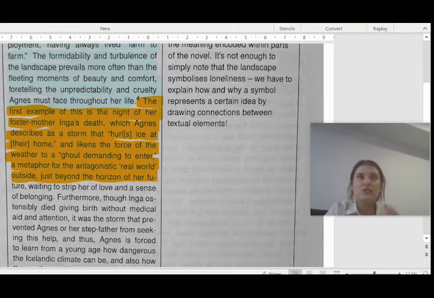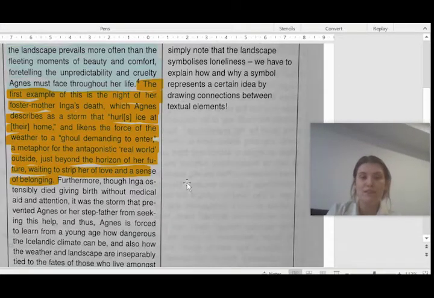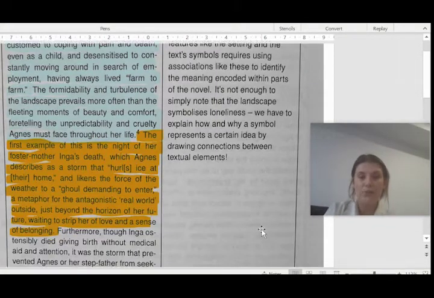So here we've got this student and they are starting to look at some aesthetic features and stylistic devices throughout their evidence, which we know we have to do. Waiting to strip her of love and sense of belonging. Evidence is the best possible evidence to prove what the paragraph's going to be about. We're going to scroll up and remind ourselves that it's the settings that shape her into adulthood, okay?